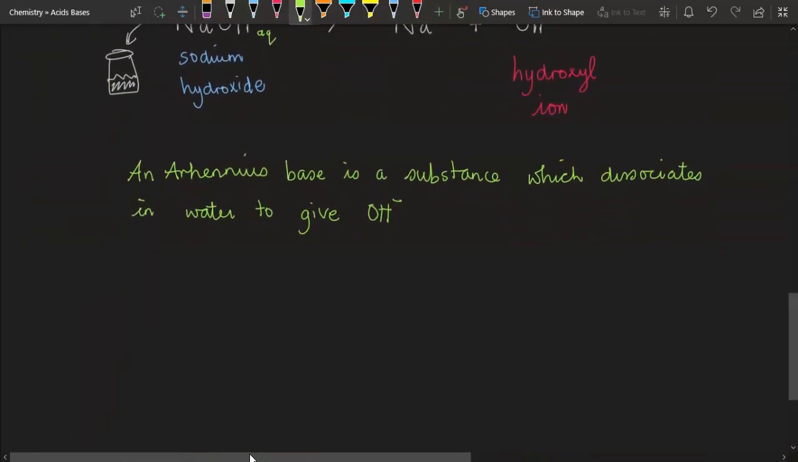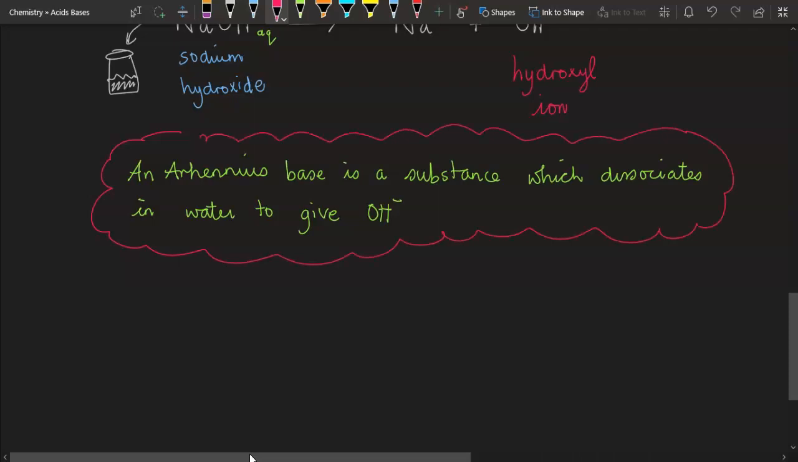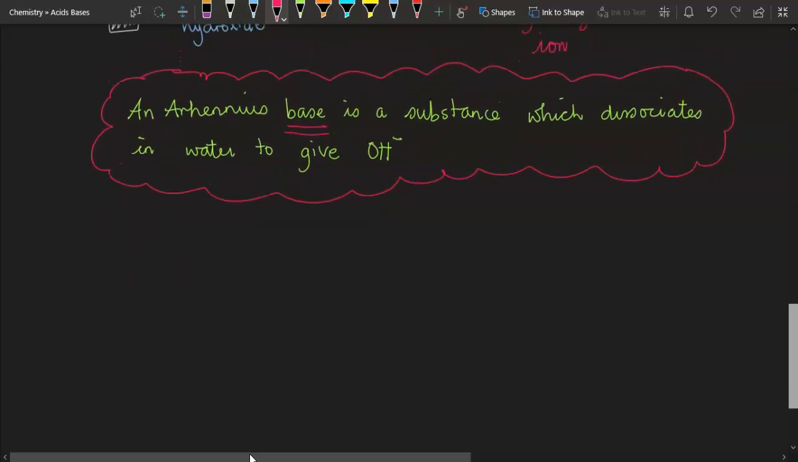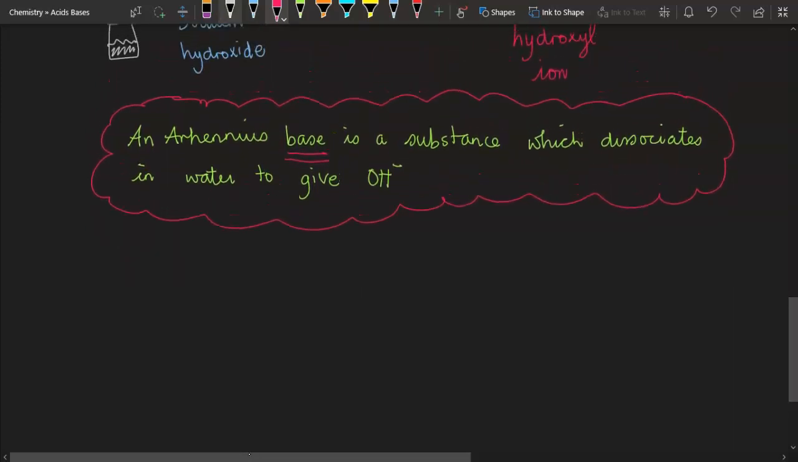Now obviously, if this is the definition of an Arrhenius base, a substance which dissociates in water to give off OH-, that's just the general definition for a base. But then this has to be broken down into a strong base and a weak base. So in this one, we've got a strong base. Strong bases would be examples like NaOH.